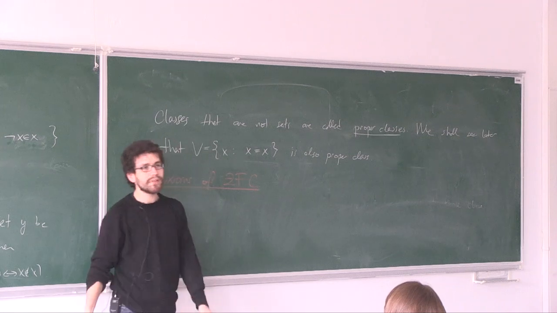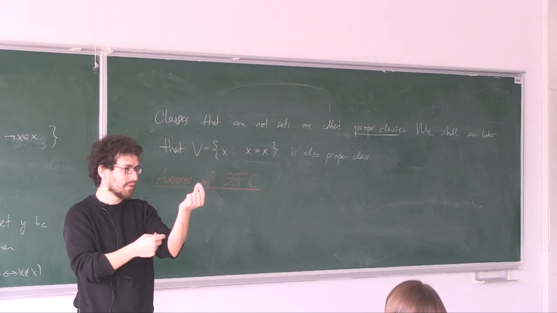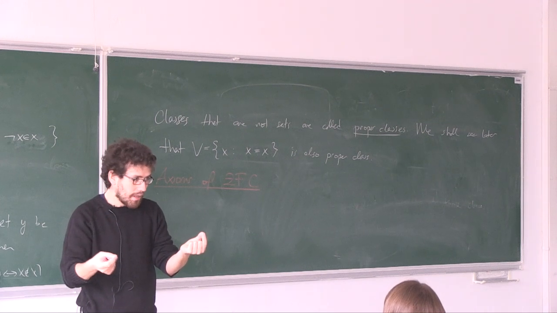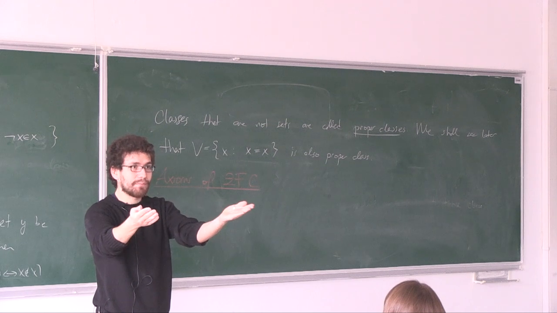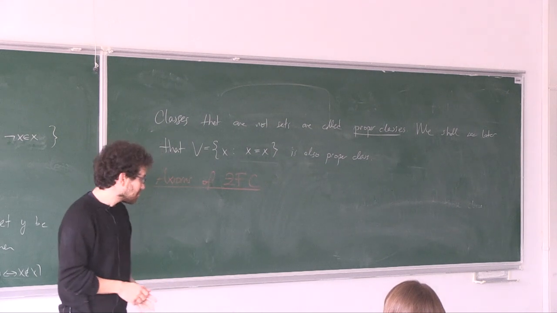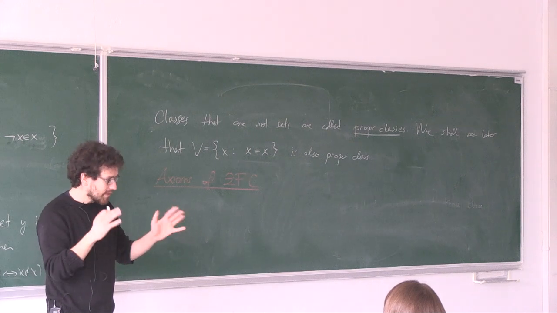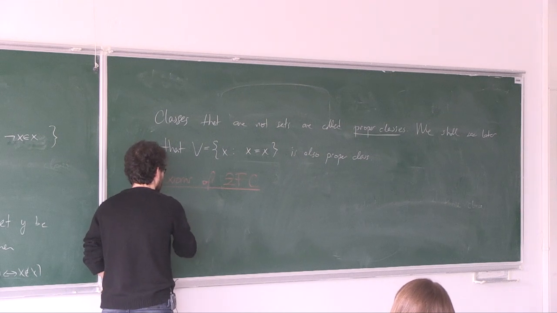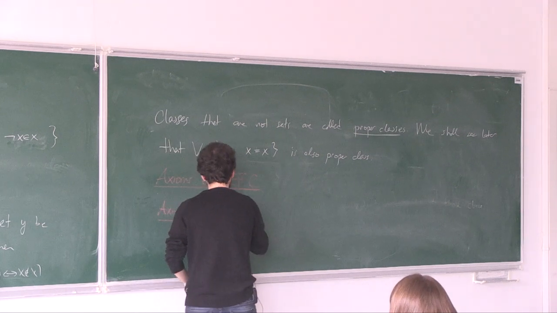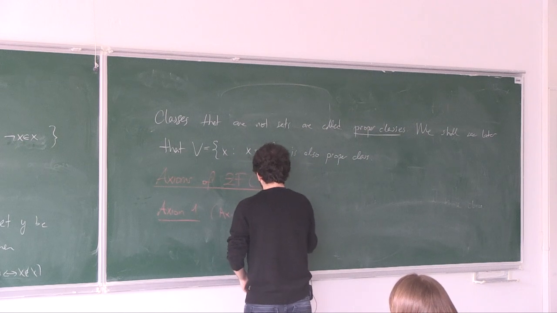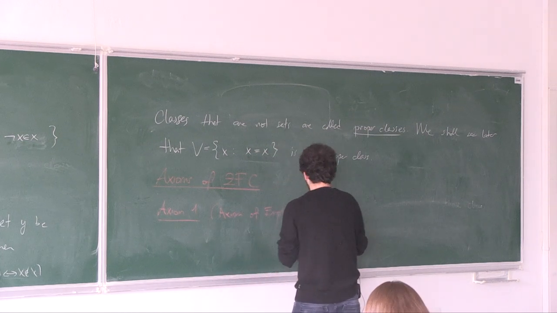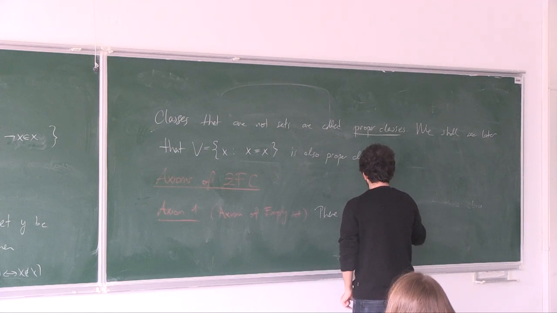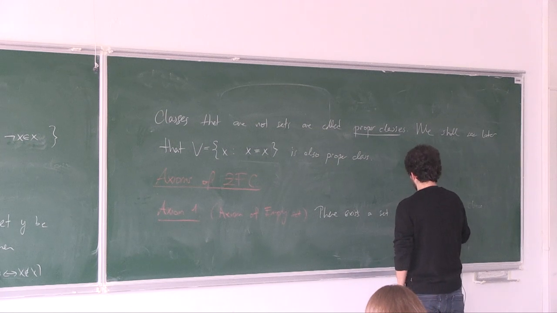Well, what's the most simple set? A set is supposed to contain other sets, but maybe there's a set which does not contain anything, which you called the empty set, I guess, in primary school. So that the empty set exists seems like a good choice for an axiom, which says that the universe is non-empty. And that's our first axiom, the axiom of empty set. There exists a set with no elements.